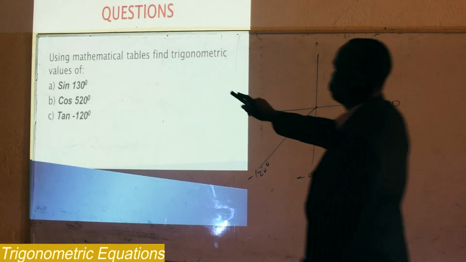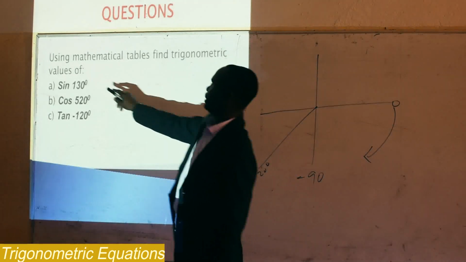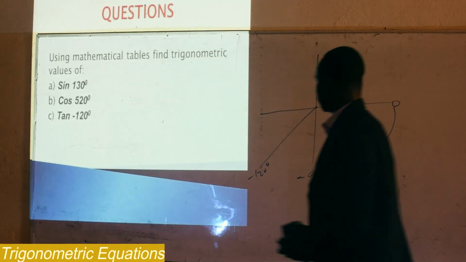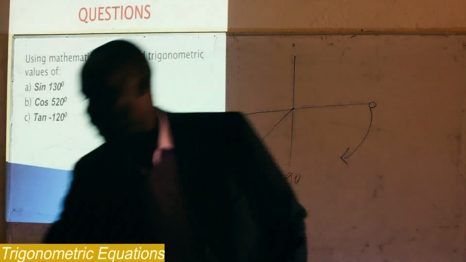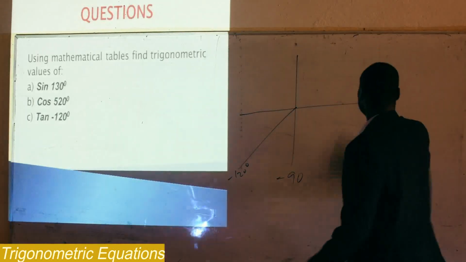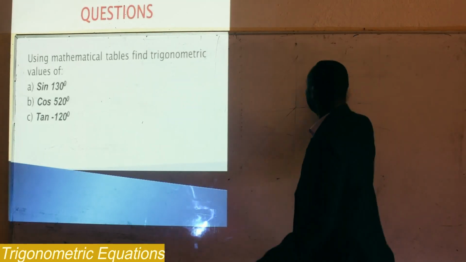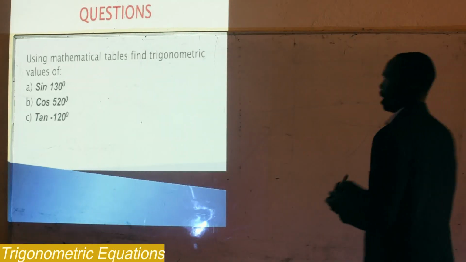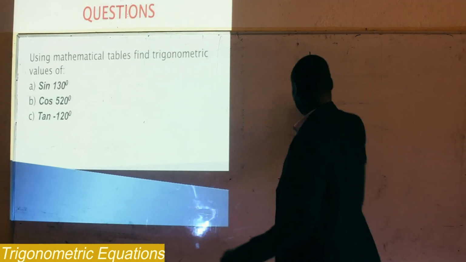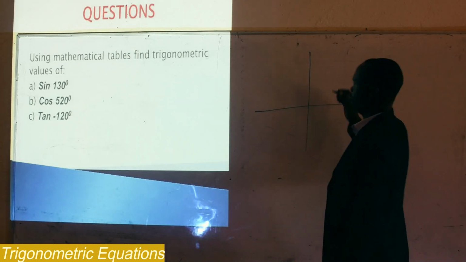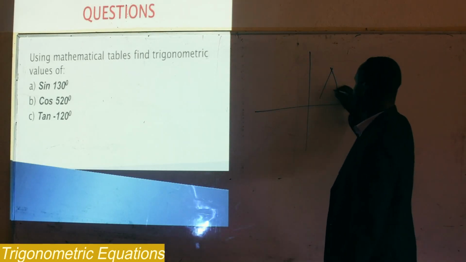So I want to do sin 130. Sin 130 is in the second quadrant. What we do is reduce it such that we can read it from our tables. So we'll say this one is the second quadrant. We'll go to the quadrant system and then talk about which ones are positive.